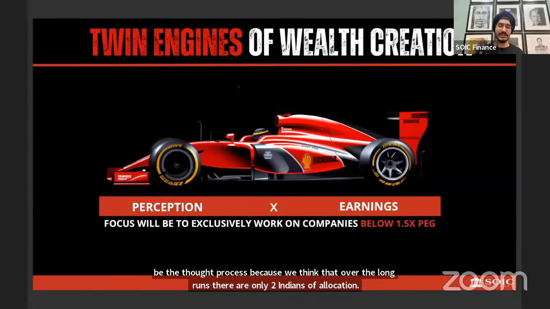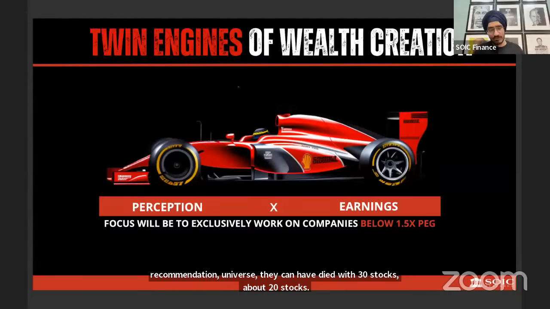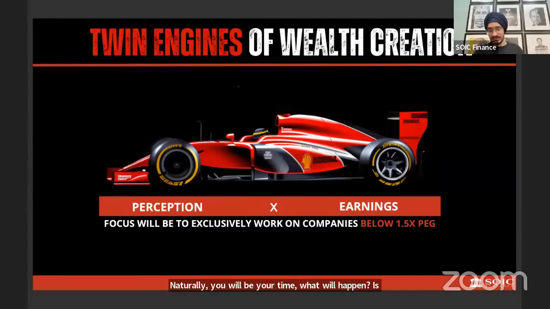If we consistently do not pay up for stocks, then naturally, in any recommendation universe, whether of 30 stocks, 20 stocks or 15 stocks, over a period of time there will be some losers and some winners. Ideally the winners should be more than the losers. And that only happens if, first, you are not looking for broken down sectors. You are not entering Stage 4 at all. Secondly, you're getting into businesses at reasonable valuations. So these are two things that we are looking for.